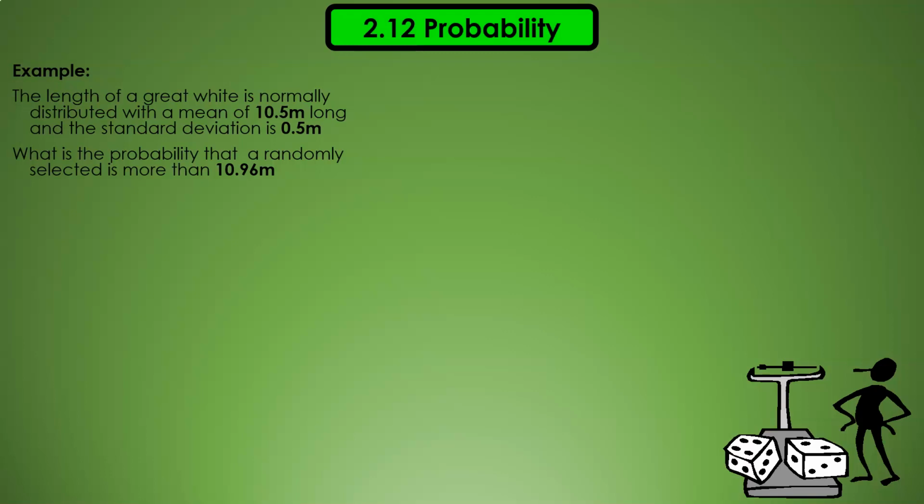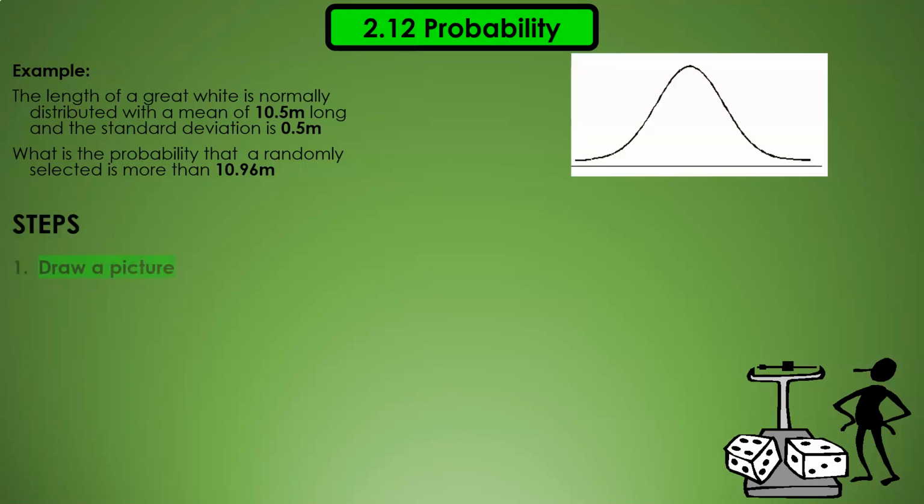Okay, hopefully you had a go at that. Let's take a look at the answers. So the first step, we need to draw our picture. There it is. There's our graph there. First thing we've got is the mean is 10.5. The x value, or the value we're trying to find out or use, is 10.96, and standard deviation is 0.5.